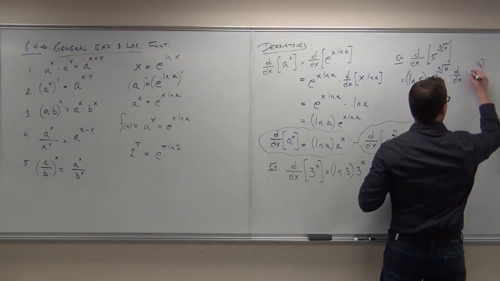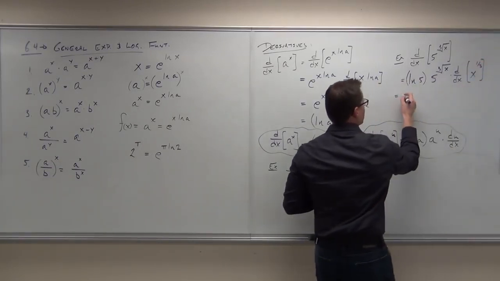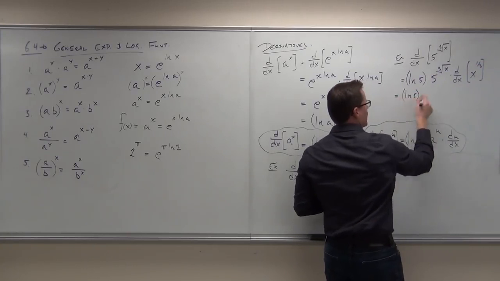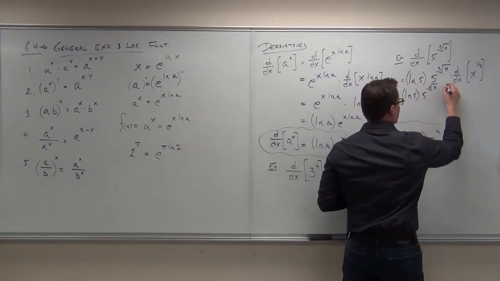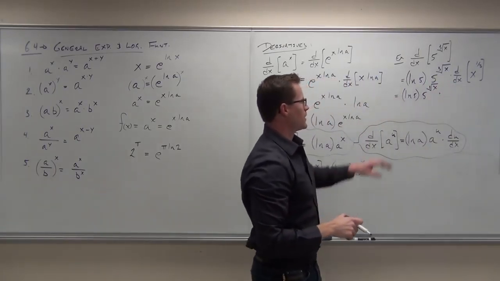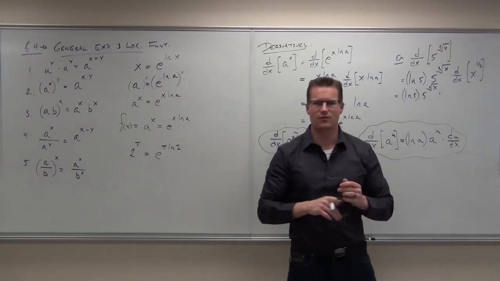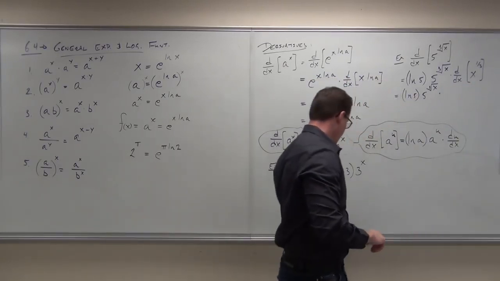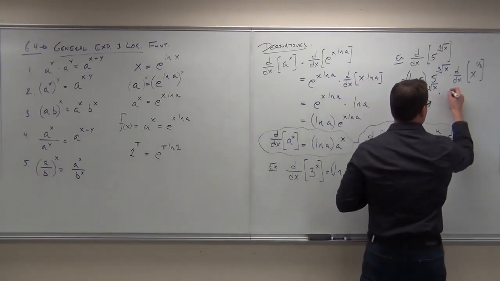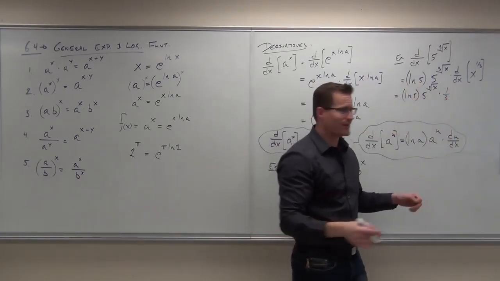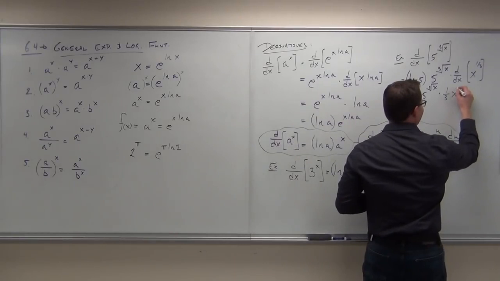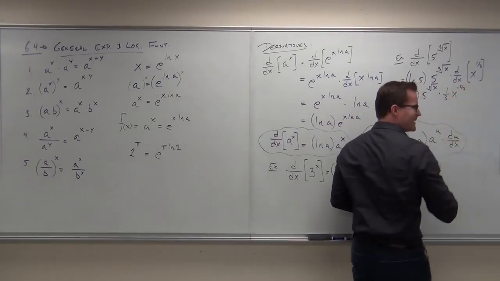Okay, so ln 5, calculus is done here. 5 to the cube root of x, and then we're going to multiply by the derivative of this. What is the derivative of x to the 1/3? Why don't you tell me? I'm going to imagine what you said was 1/3 x to the negative 2/3. Did you say that? Yeah.